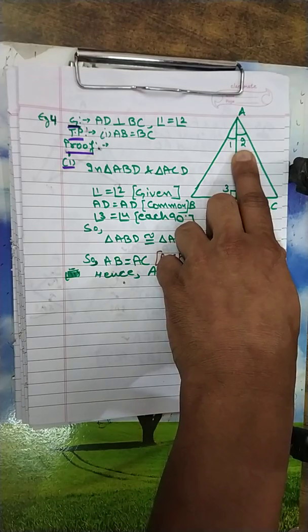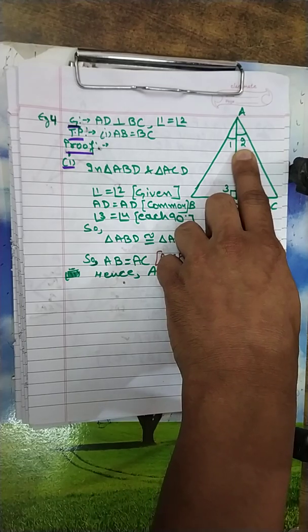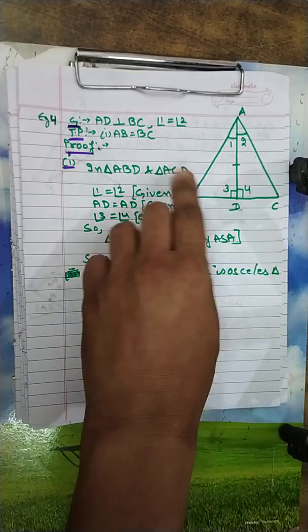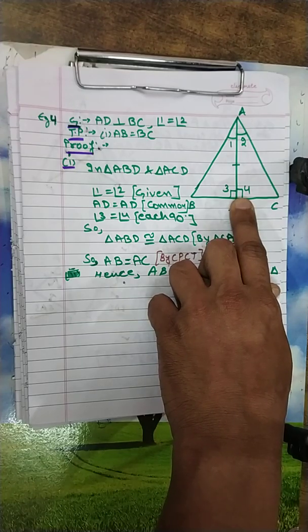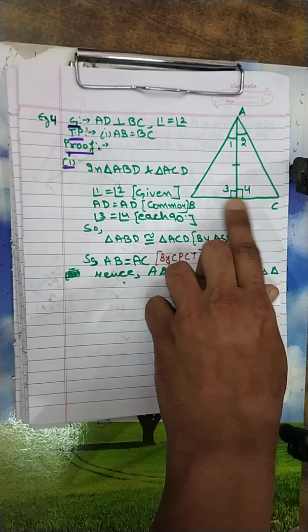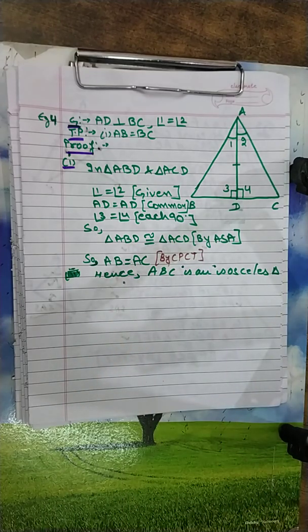Second thing is the perpendicular to the side BC. It is perpendicular to the side BC. It means angle 3 equals angle 4. If it is perpendicular, it means angle 3 equals angle 4. Now what we have to prove?